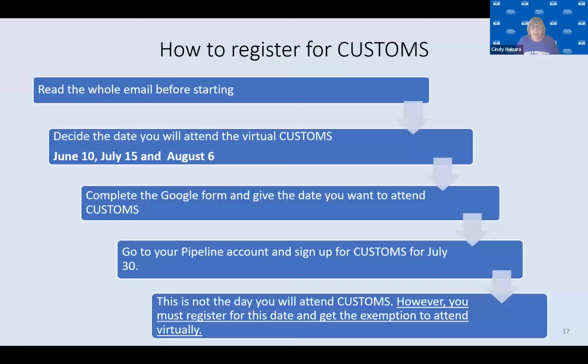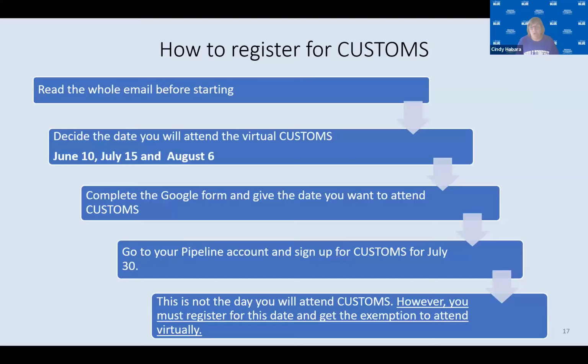Okay, again, when I send this email, and if you already have the email, you need to read the entire email. You read it once, read it again, and then find out what your steps are. You first need to decide my date. What date do I want to attend customs? The actual customs date. Monday, I'm thinking is probably full. Maybe, I really don't know. July 15th or August 6th. You need to know this.